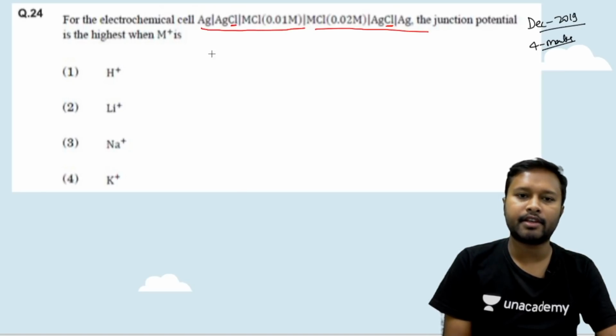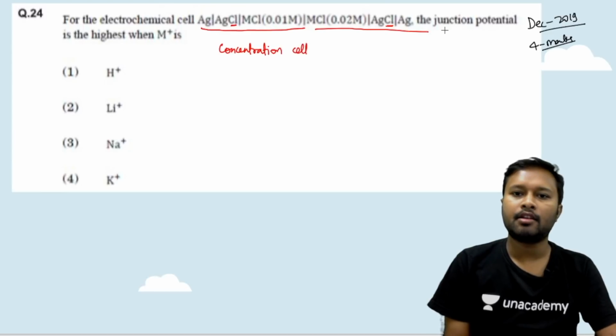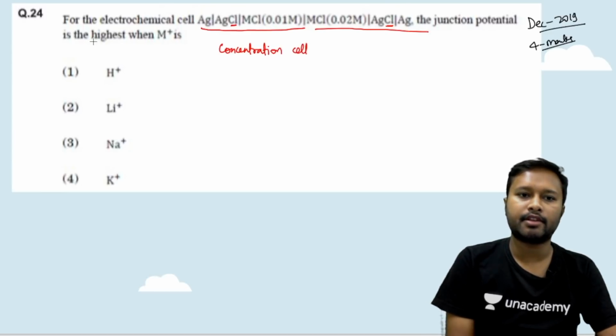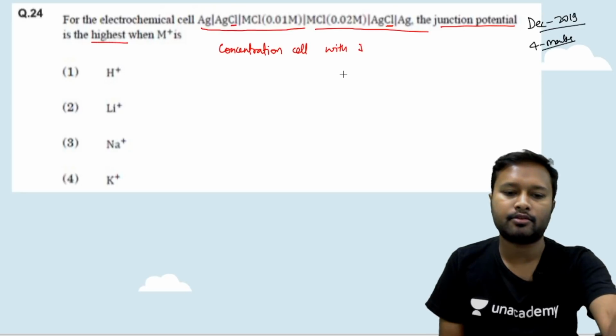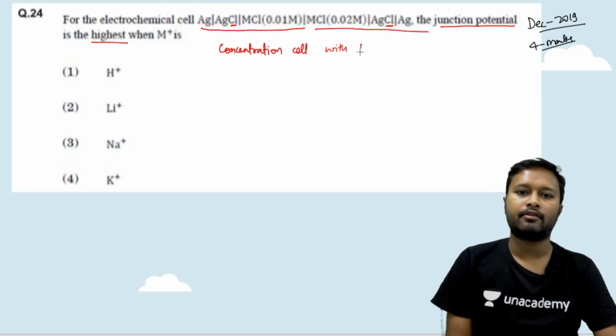So what kind of cell is it? This is called a concentration cell, right? So this is a concentration cell. Now the question is that the junction potential is highest when, okay, so you have to look for the junction potential. So this is a concentration cell with liquid junction potential.